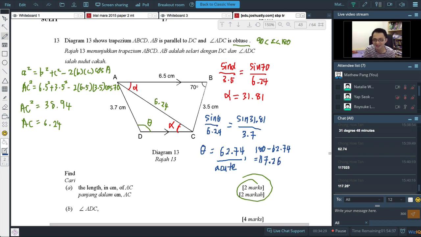So basically, if you use this formula, you will get one mark here, one mark here, one mark here, and one mark here. So it's four marks. Alright, so make sure you understand this. It's quite easy, but I'll write it down first because I know I will need to use it later. 117.26. Alright, so let's move on.